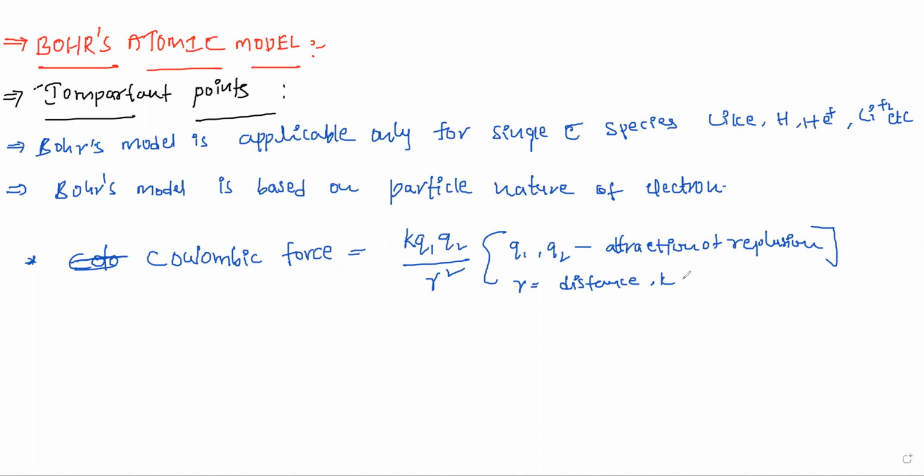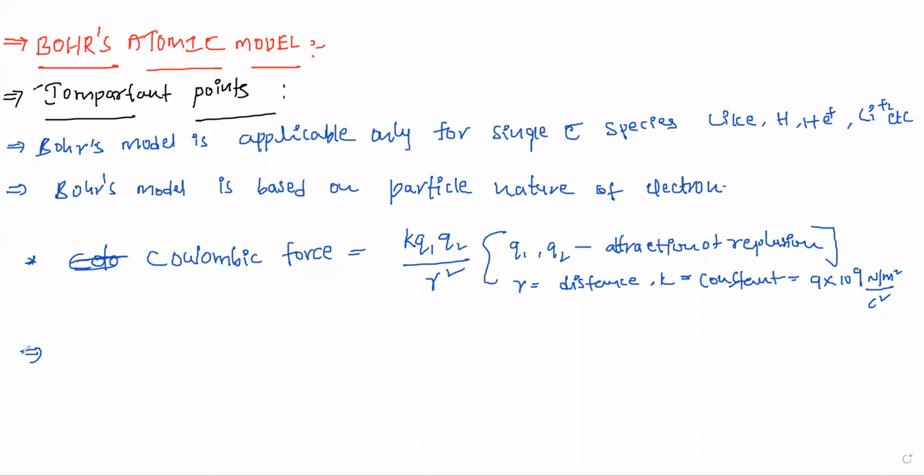K is a constant, the Coulombic constant, that equals 9 into 10 to the power of 9 Newton meter square by Coulomb square. It is a constant value. So we have to remember the Coulombic force is K Q1 Q2 by R square.